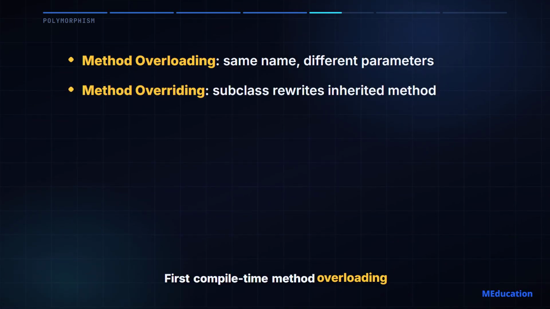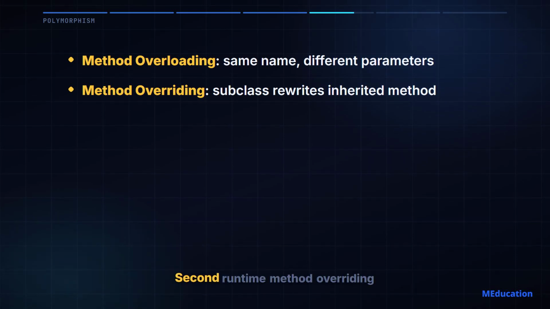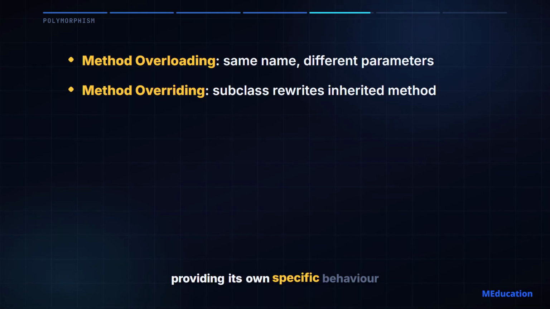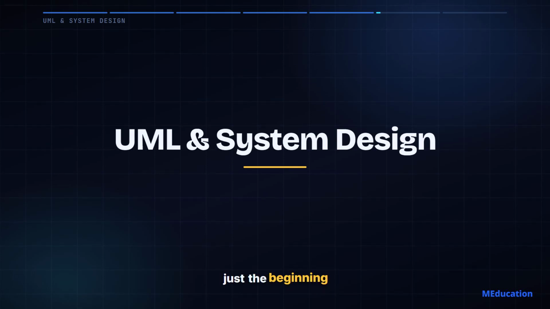First, compile-time method overloading, where you create multiple methods with the identical name but different parameter lists. Second, runtime method overriding, where a subclass completely rewrites a method it inherited from its parent, providing its own specific behavior. Building a single class is just the beginning.